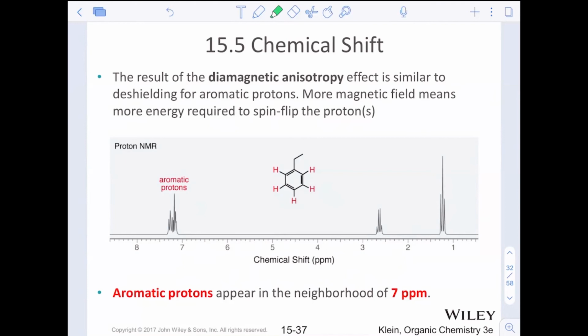They appear on the outside of the ring, where most of what this effect is doing, most of the induced magnetic field, is occurring inside. The electrons are moving inward towards the center of the ring. And so the outer protons actually require more energy to spin flip those protons. Aromatic protons appear usually around 7 ppm. And so that's where we want to be able to observe those aromatic hydrogens, typically on benzene for us.